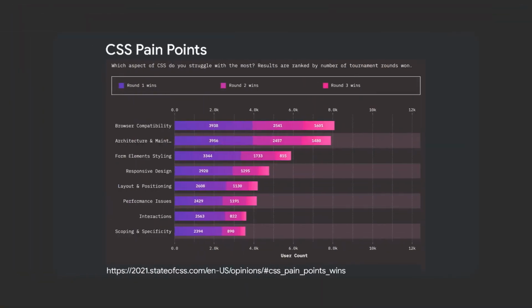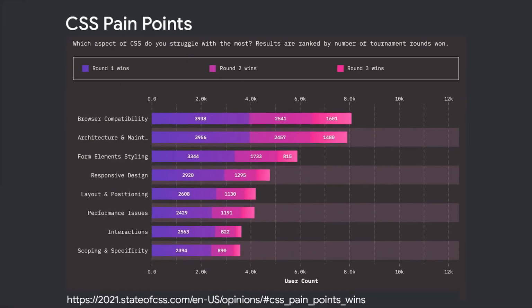When we talk to developers informally or via surveys, we hear the same thing over and over again. Making websites work well across browsers is hard. Knowing when it's safe to use new features is hard. This slide shows the results of the 2021 State of CSS survey, with browser compatibility top of the list.